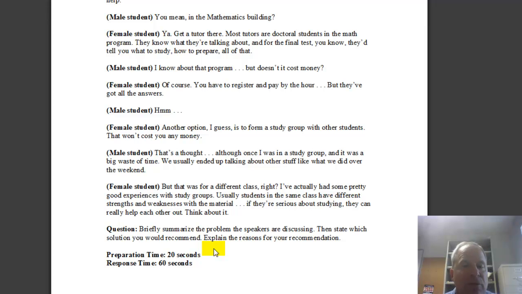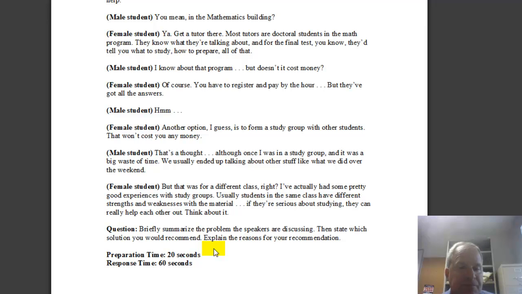the woman says two things. She says, get a tutor there. Most tutors are doctoral students in the math program. They know what they're talking about. And for the final test, they tell you what to study, how to prepare, all of that. The male student says, I know about the program, but doesn't it cost money? Then the woman says, of course, you have to register and pay by the hour, but they've got all the answers. But then the woman comes up with another solution.